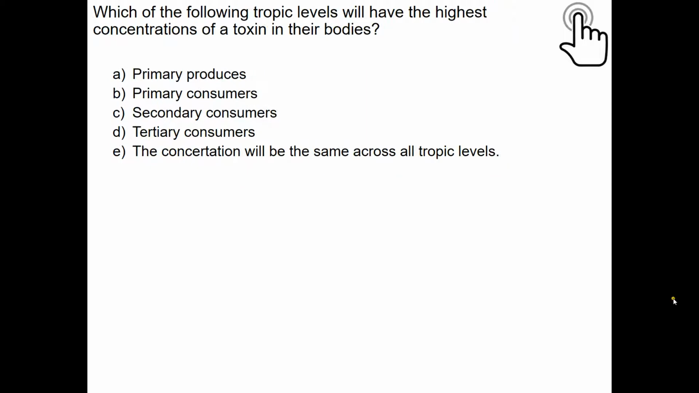All right, one more question. Which of the following trophic levels will have the highest concentrations of a toxin in their bodies? Is it A, primary producers, B, primary consumers, C, secondary consumers, or D, tertiary consumers, or E, the concentration will be the same across all trophic levels. So pause the video and answer the question below.